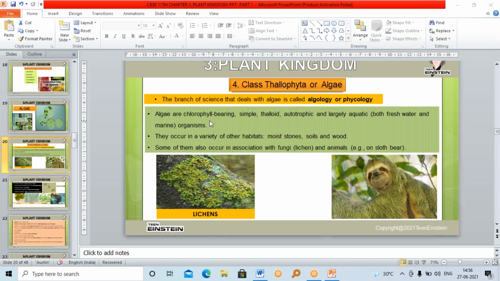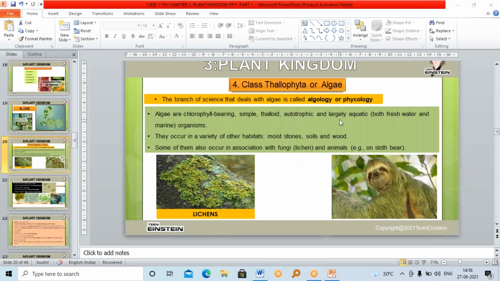And they are present in some animals also. They have some association with animals also. You can see here, for example, a sloth bear. That greenish appearance is due to the presence of algae.